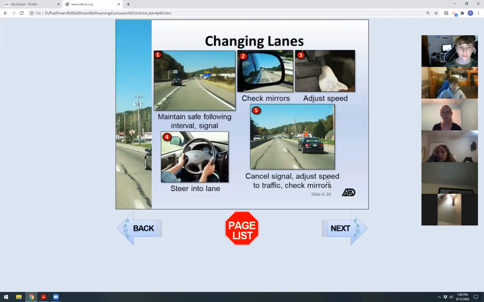Okay, so the steps of changing a lane. First step, we said maintain safe following interval and signal. We should have a good safe following distance between us and the vehicle in front of us if we're changing lanes. If they're really close to us and we change lanes and then they also change lanes, say without a blinker, we could have an accident. So be far enough away from them that they're not going to be a factor at all.